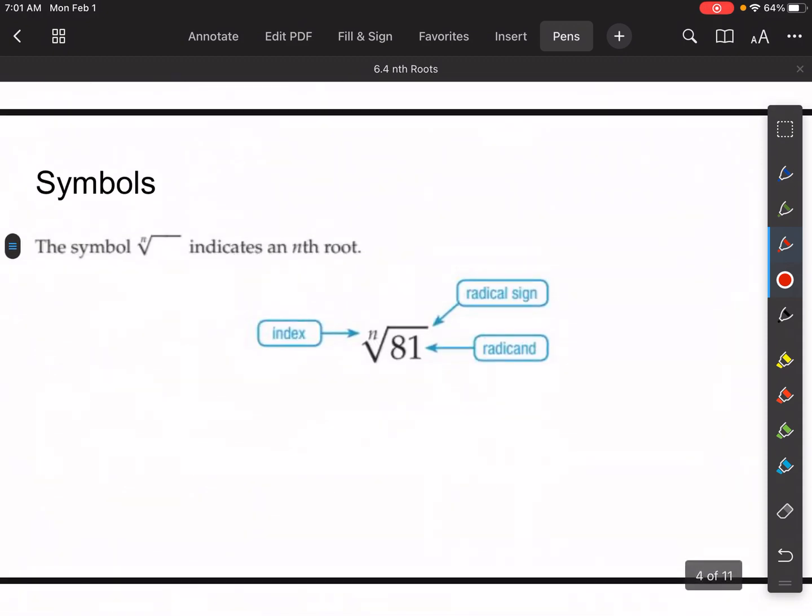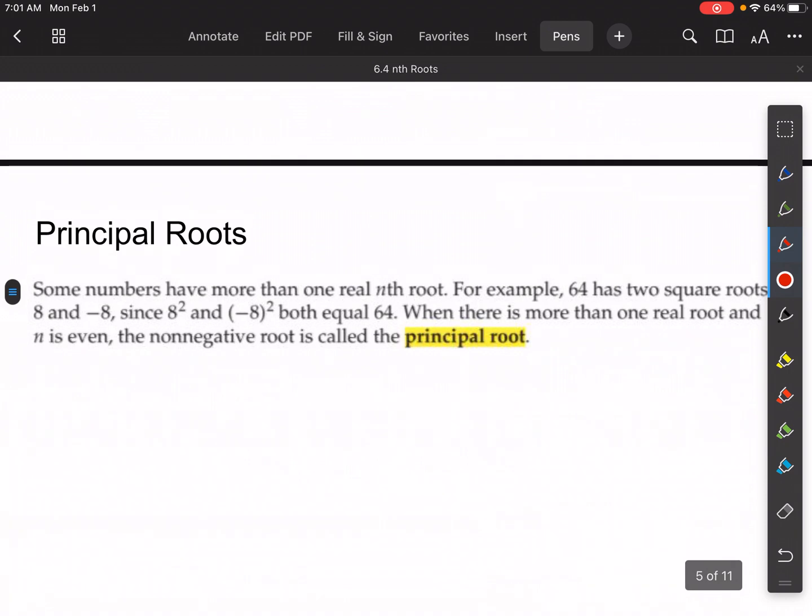First of all, let's look at some symbols. The symbol with an n on the outside like that just means nth root. That indicates the nth root. Not too many people use this term index, but I guess it's good to know that's called the index, that nth root, the n piece. Obviously, this is a radical sign, and then inside the radical sign we have the radicand. Okay, so just some terminology here before we get into it.